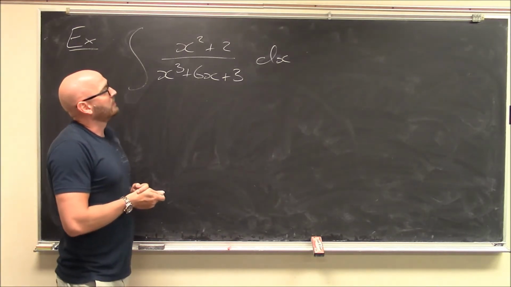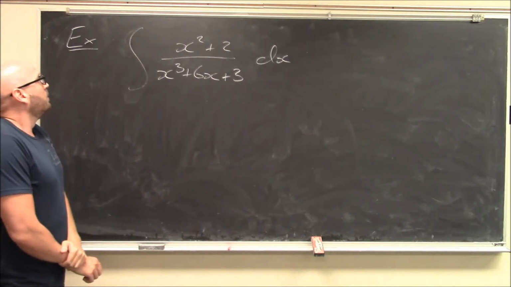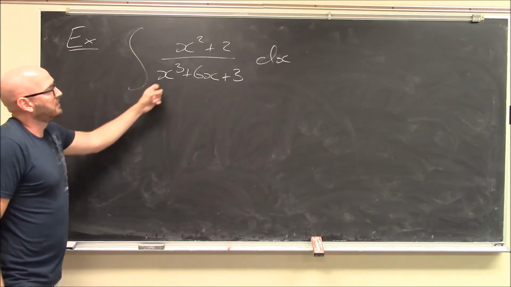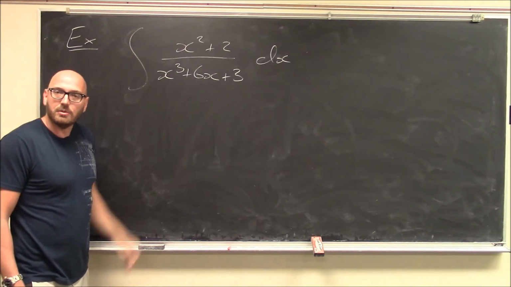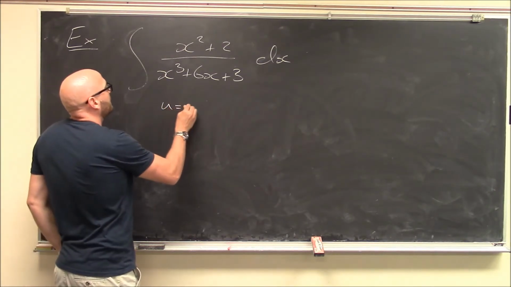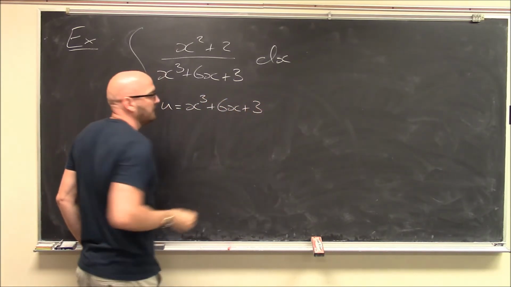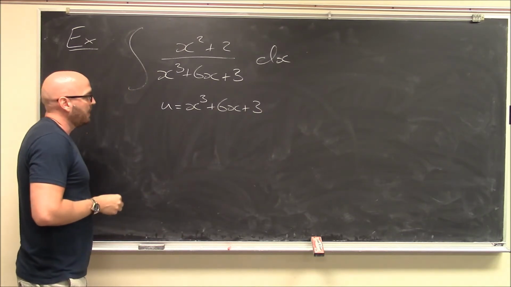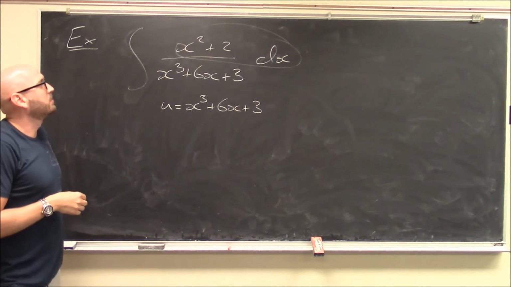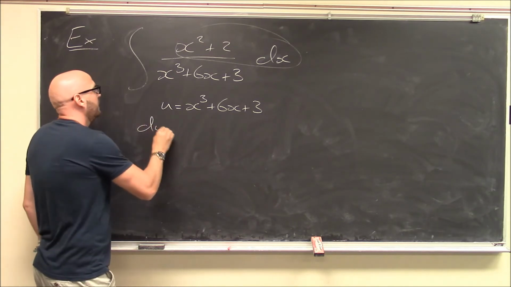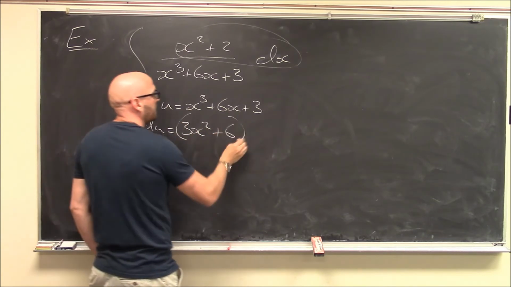So what often happens, if you come across something like this where it's a complicated rational function, one polynomial divided by another, what you often want to do is just let u be the entire denominator. The hope is that I'll have something over u, and then that simplified expression will be easier to work with. So I'm going to let u be the entire denominator, x cubed plus 6x plus 3. And I'm hoping my du has something to do with everything that's left over. X squared plus 2 times dx. So my du is going to be 3x squared plus 6 times dx.